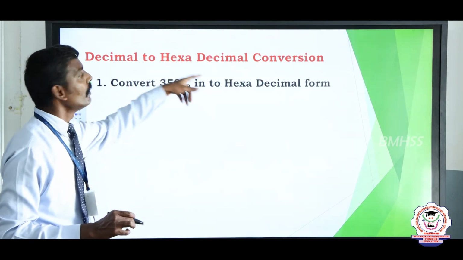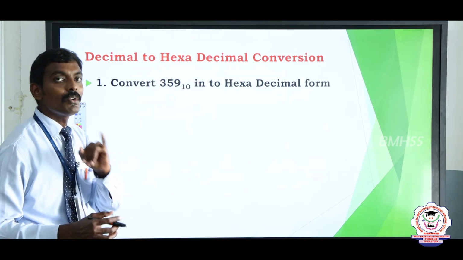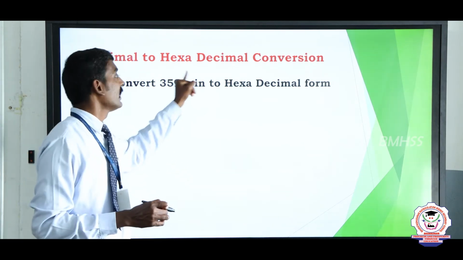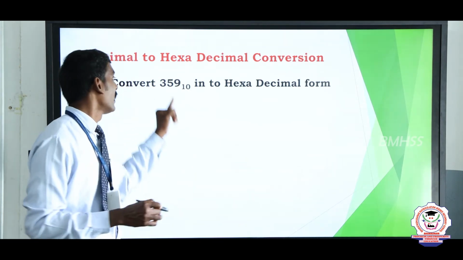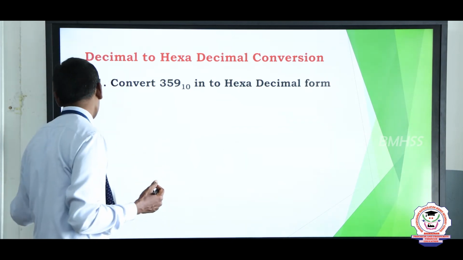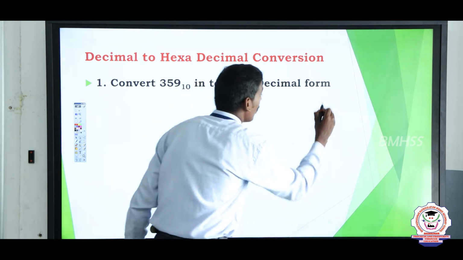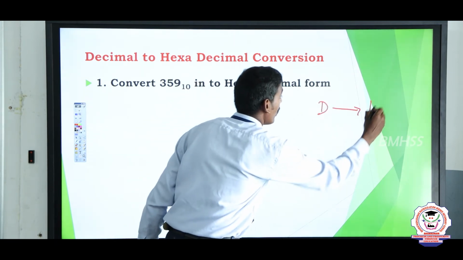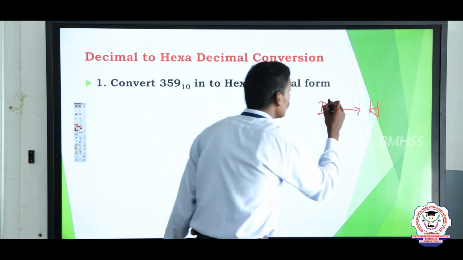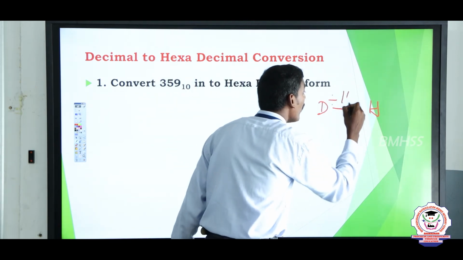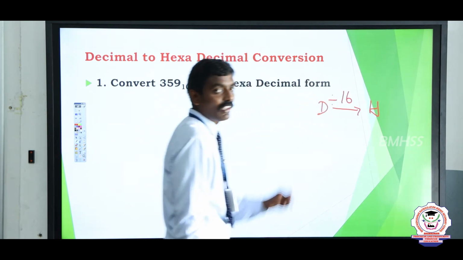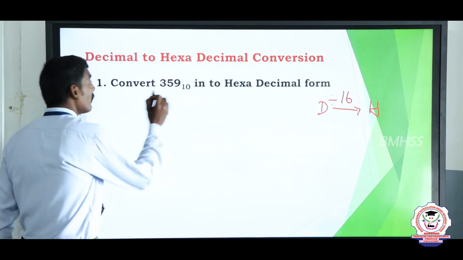Next, decimal to hexadecimal conversion. Already you know the base value of decimal number system is 10. Very good. And hexadecimal number system is what? 16. Now we have the formula. What is the formula? Very simple. Decimal to hexadecimal, what do you do? You want to divide that decimal number by the base value of hexadecimal. What is the base value here? 16.